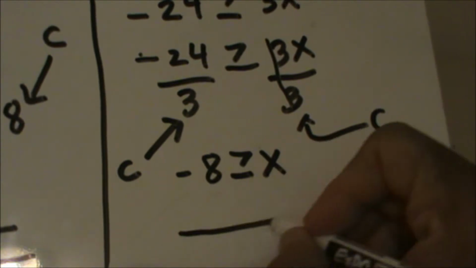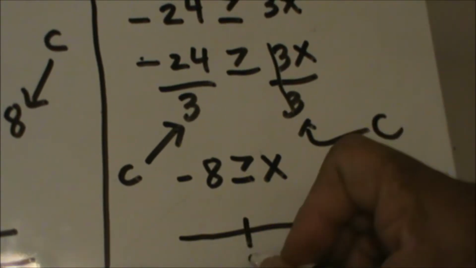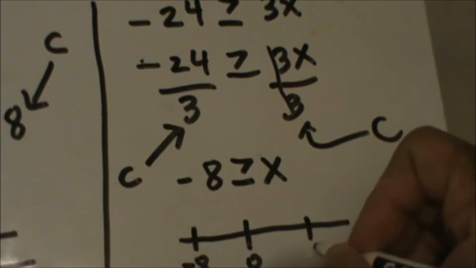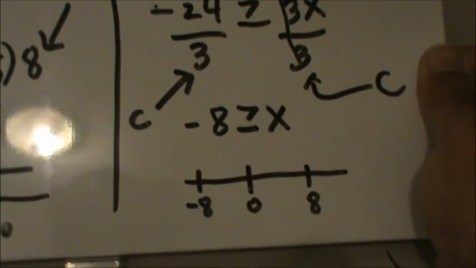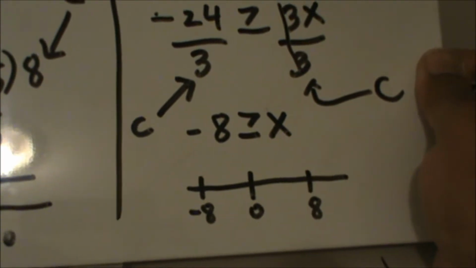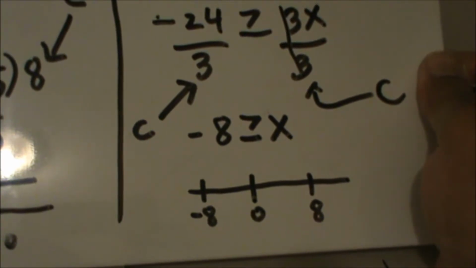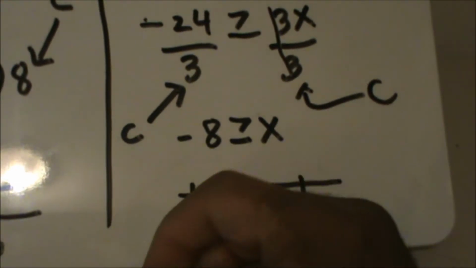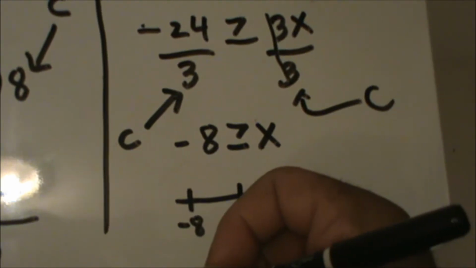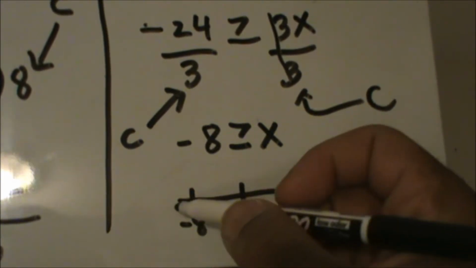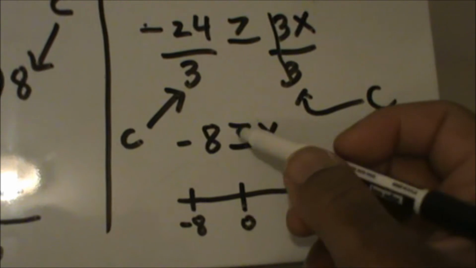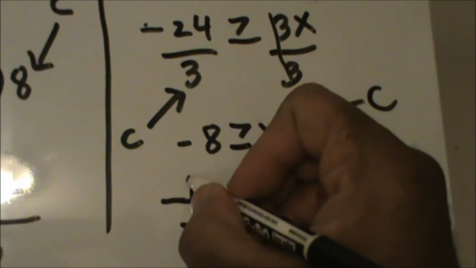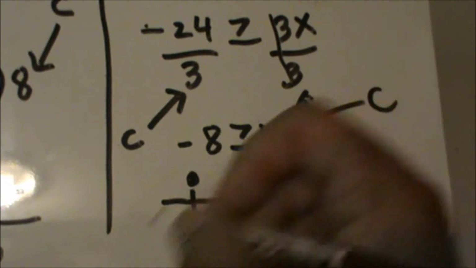So let's graph. I'm going to put negative 8 here and then positive 8. I'm just cheating instead of writing all of the units all at once. All right, so negative 8 is greater than or equal to x. That means that all the values of x are smaller than negative 8. So this is going to be a closed circle, shaded, because it's greater than or equal.